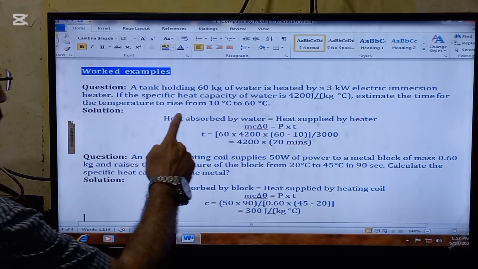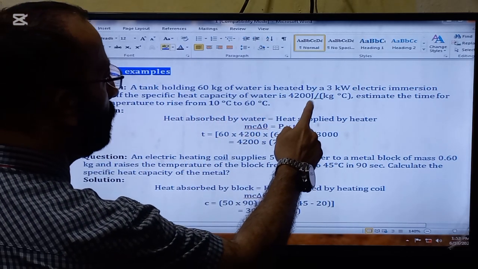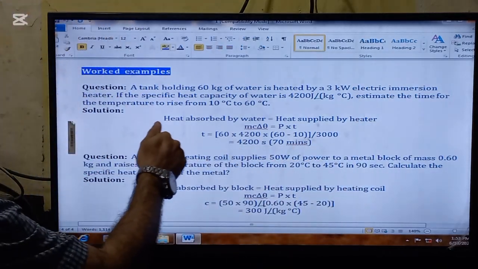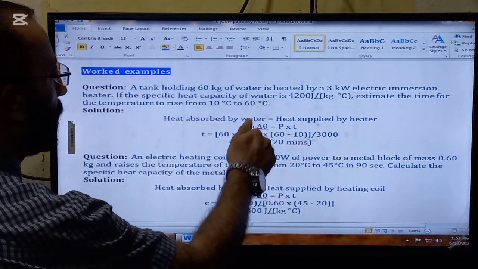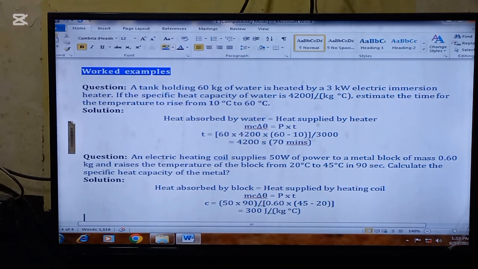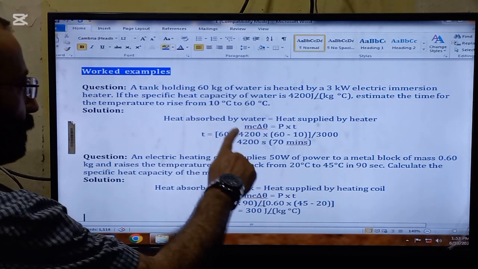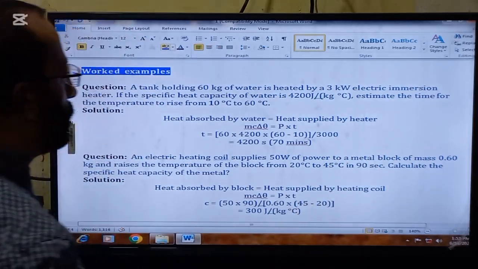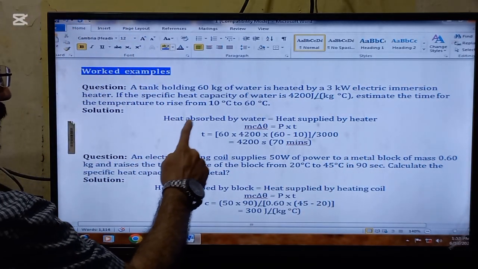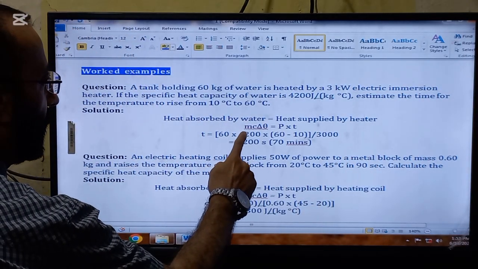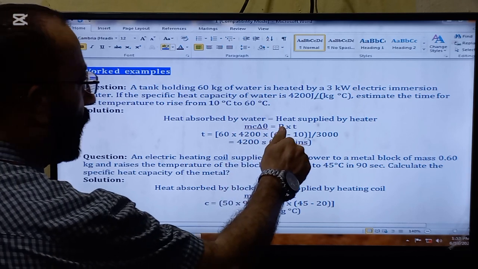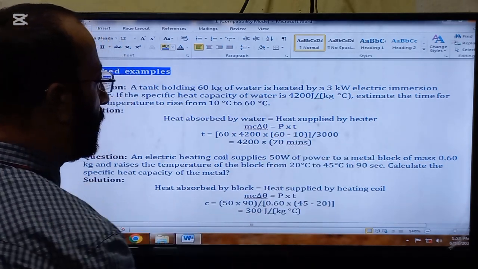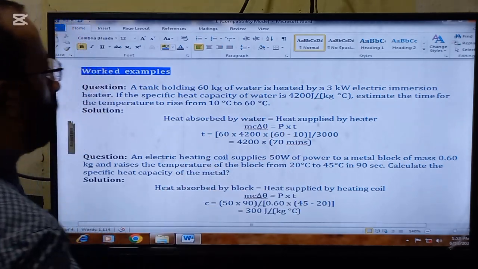If the specific heat capacity of water is 4200 joule per kg degree C, estimate the time for the temperature to rise from 10 degrees C to 60 degrees C. Okay, heat absorbed by water will be equal to heat supplied by heater. The heat absorbed by water is mcΔθ, and heat supplied by heater is Q equal to Pt. So this is the formula.